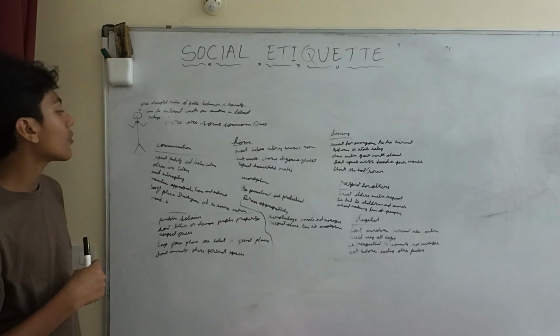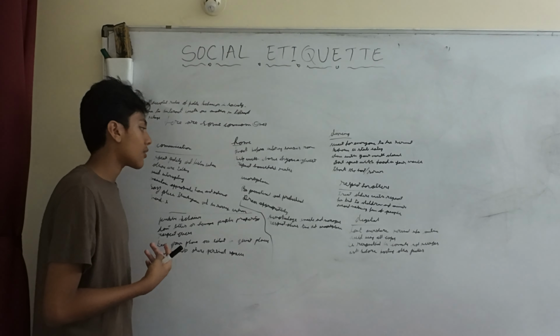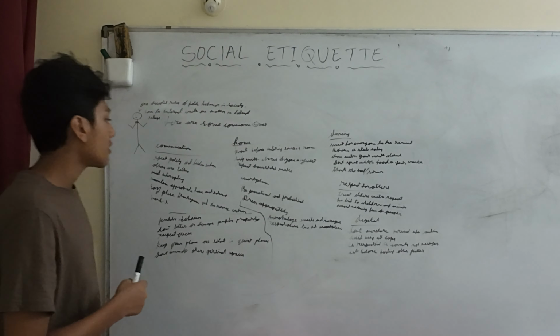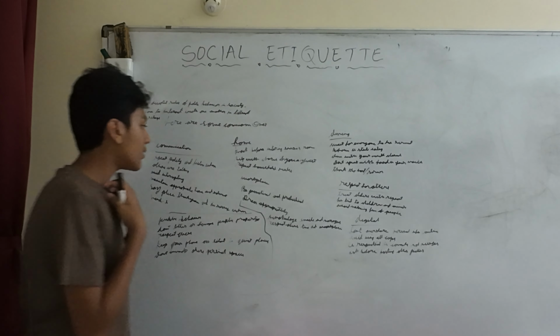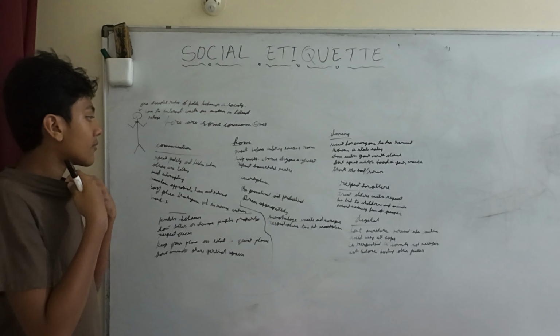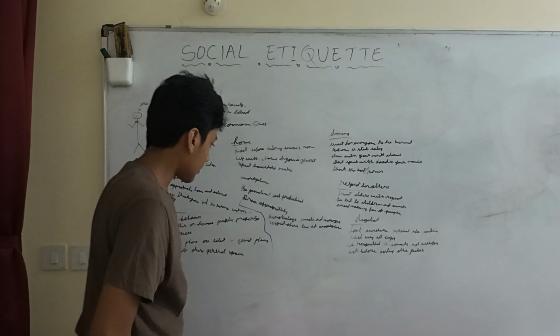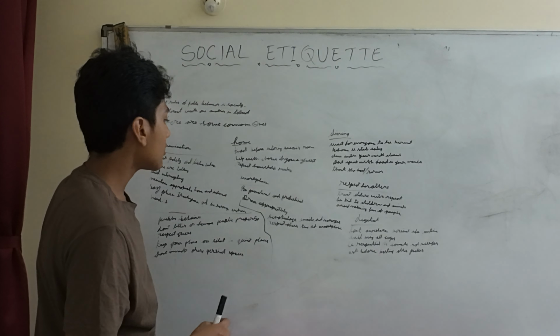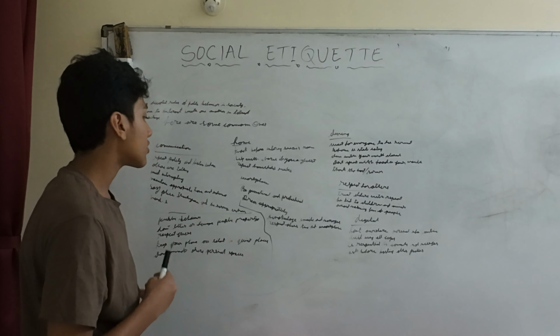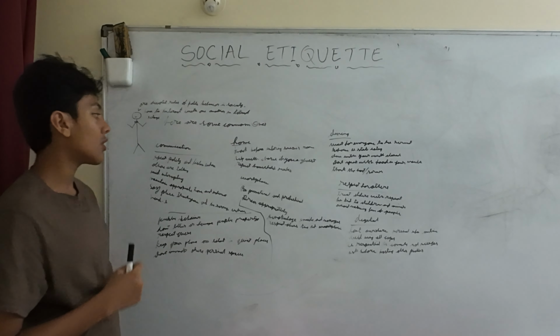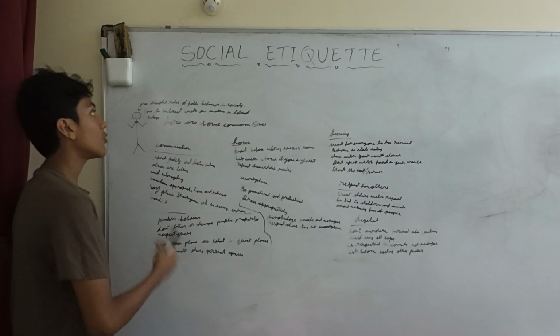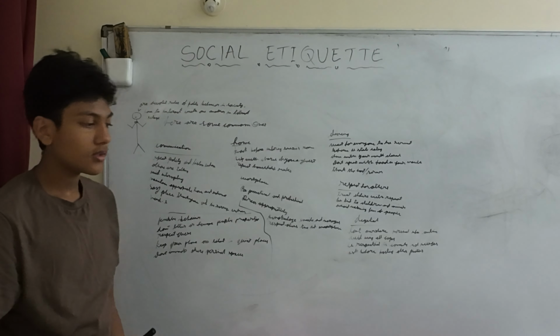Another type of etiquette is workplace etiquette. For example, be punctual and professional when speaking. Dress appropriately, acknowledge emails and messages, and respect others' time and workplaces. Those are some workplace etiquettes.